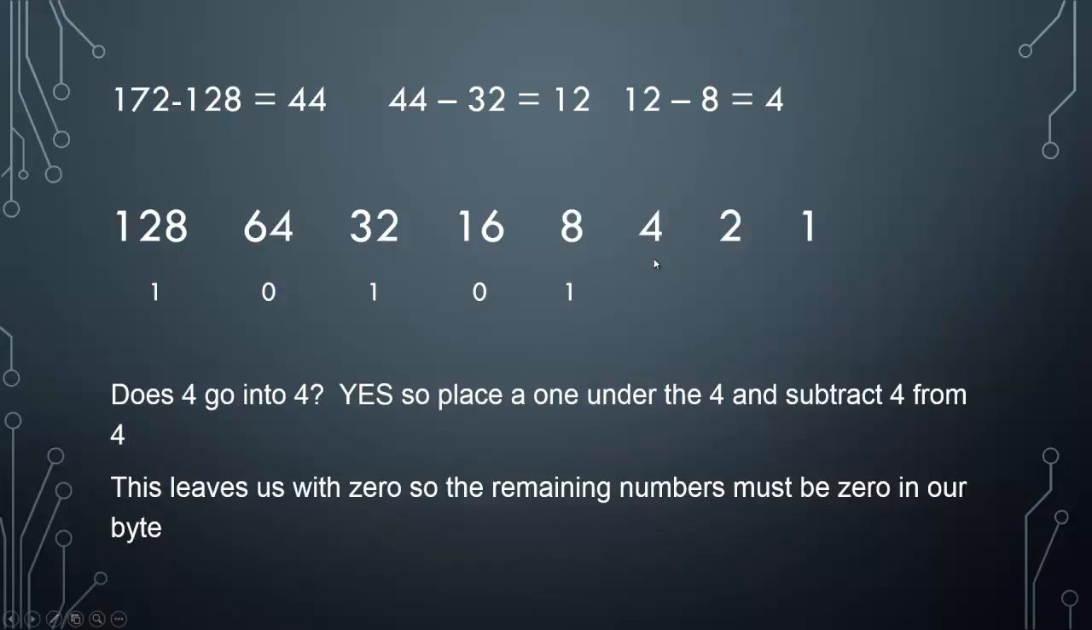So now I know 4, or does 4 go into 4? Yes, so I'm going to put a 1 here. And then my remainder is going to be 0. Once your remainder is 0, the rest of your numbers are 0. So this is going to be a 1, and then a 0, and a 0.